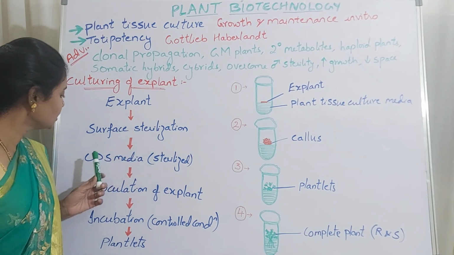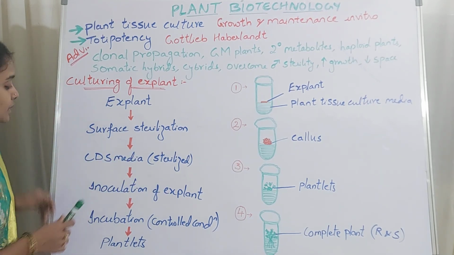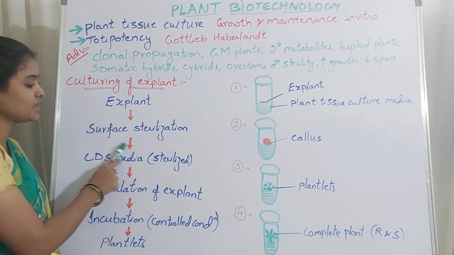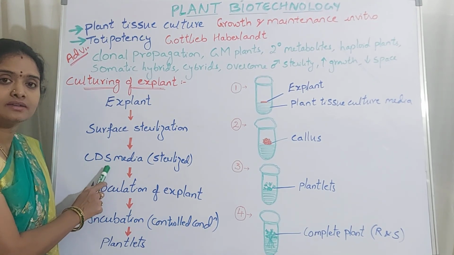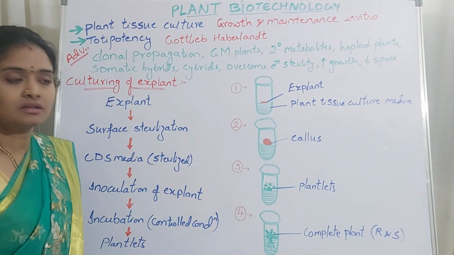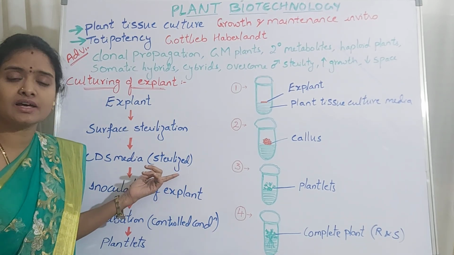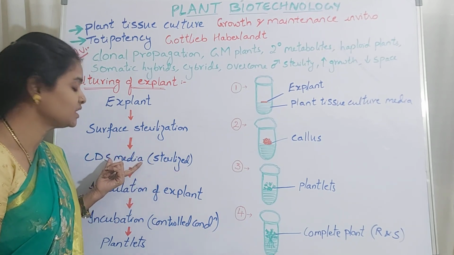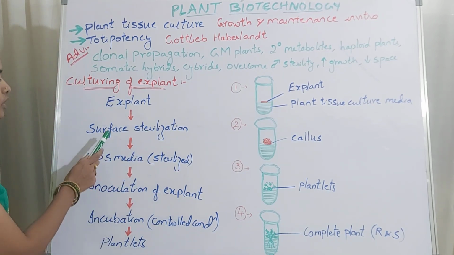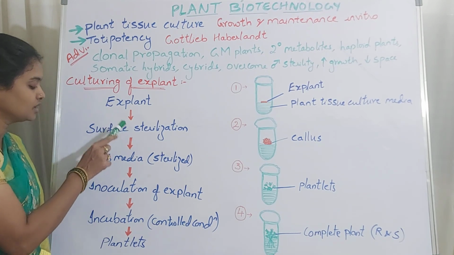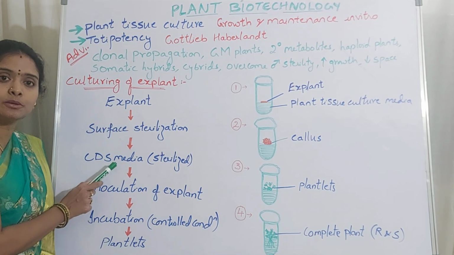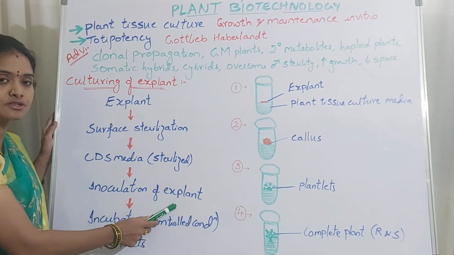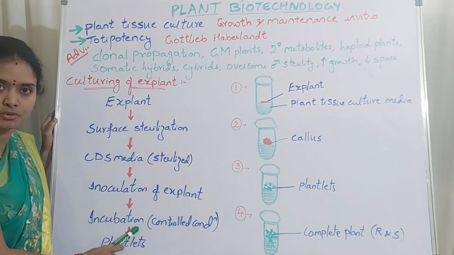Then you make use of chemically defined synthetic media. All the components are mixed in this media and then sterilized in an autoclave, that is steam sterilization. Once the media is cooled, you inoculate the sterilized explant into this sterilized chemically defined synthetic media. Once you inoculate the explant, it is the incubation process.